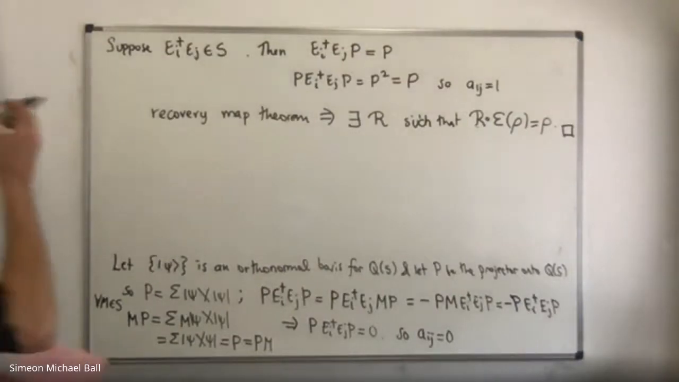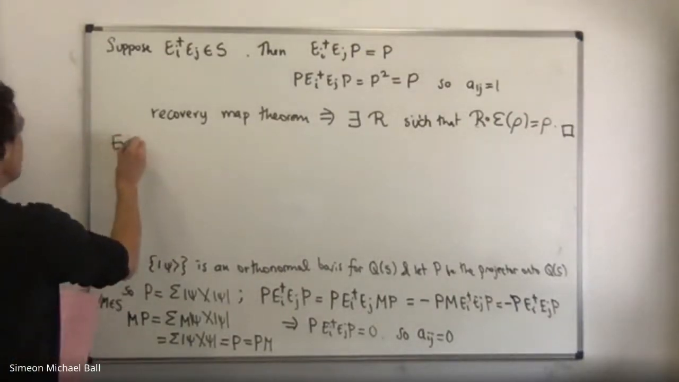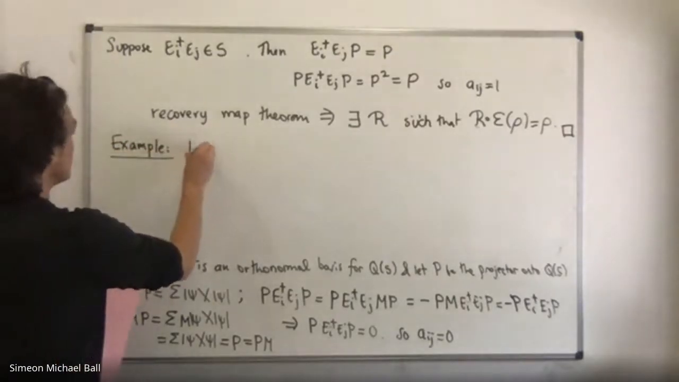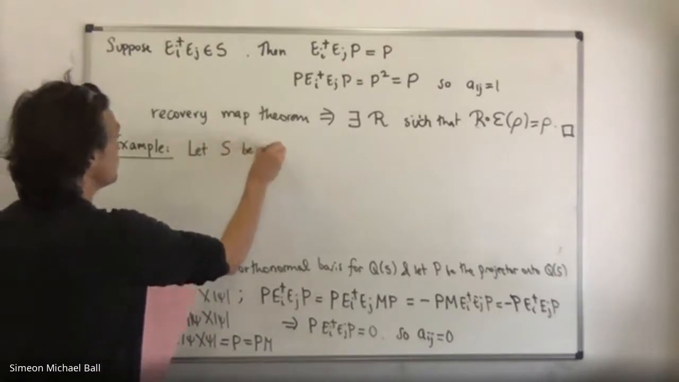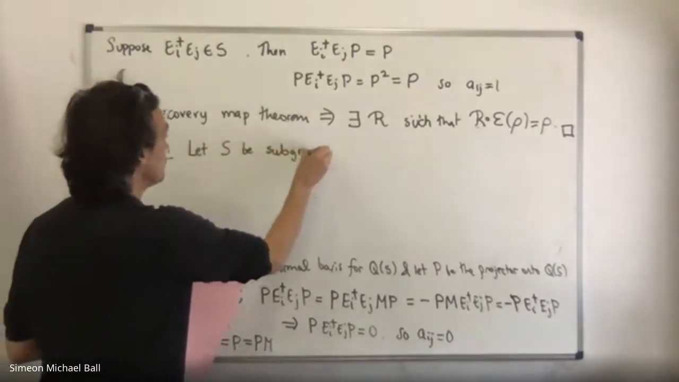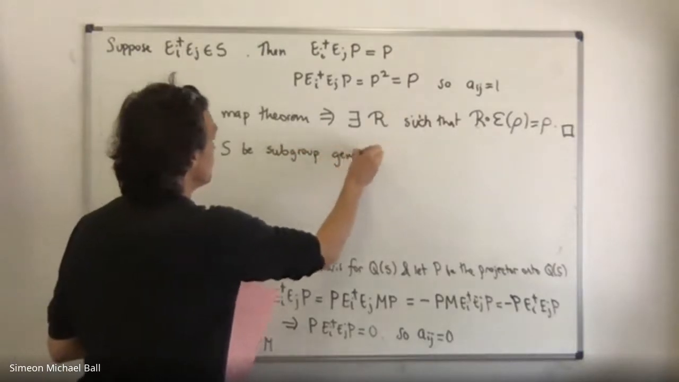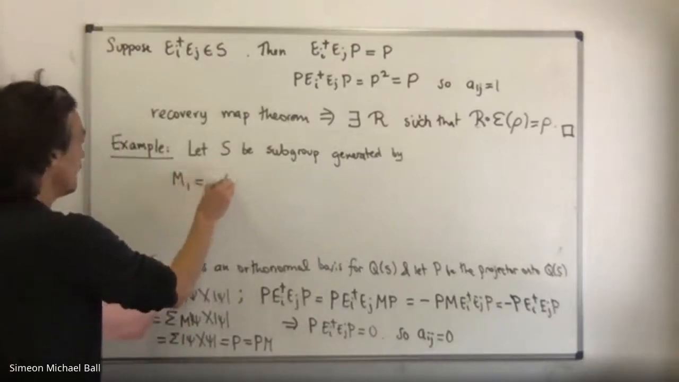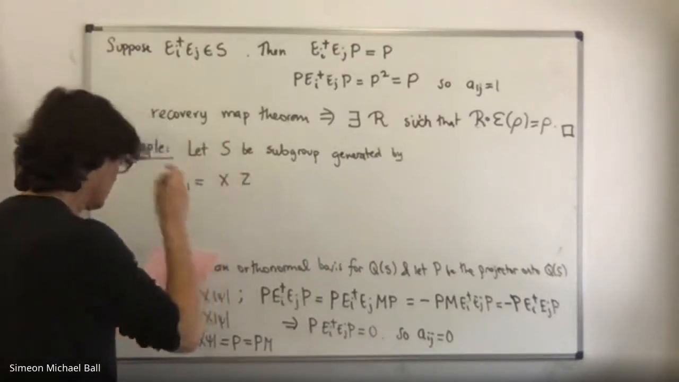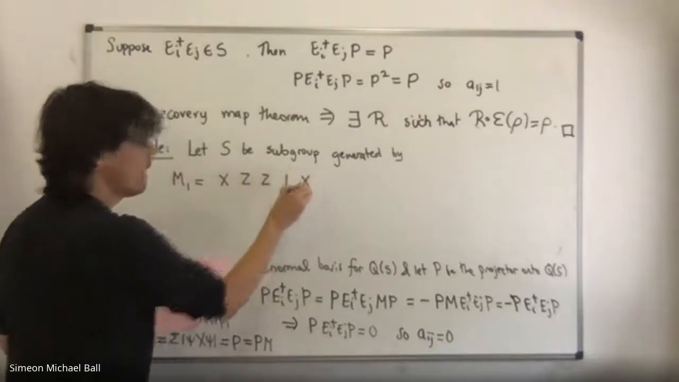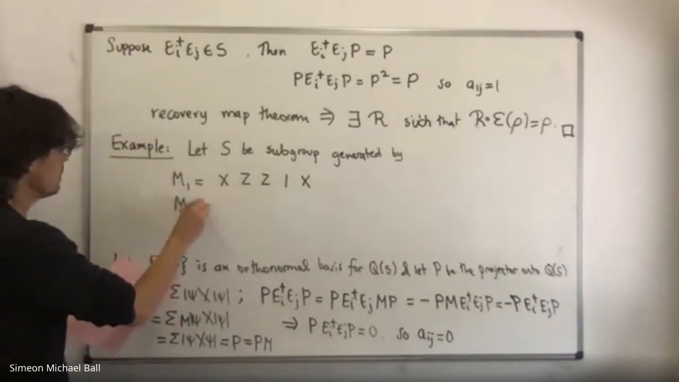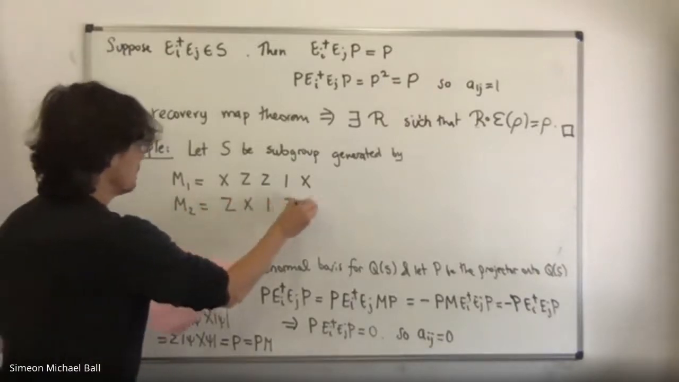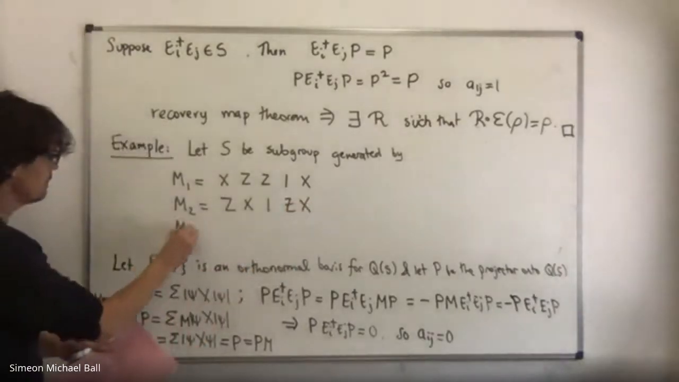So here's an example. And now I'm just going to drop the tensor symbol. So this is kind of standard, so let's get used to it. So here are my first two. Let me do one.